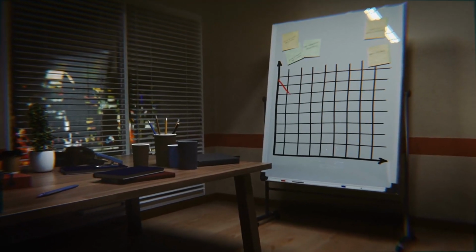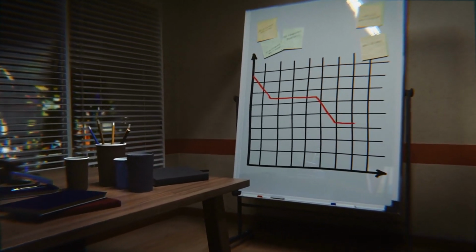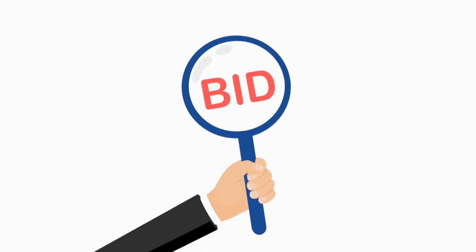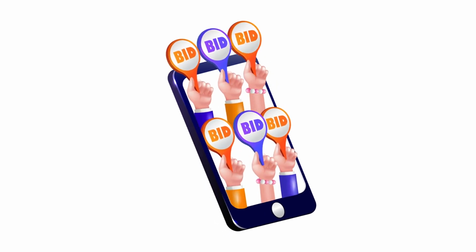However, this can lead to a race to the bottom, where all businesses suffer lower profits. Example 2. Auctions. In an auction, bidders compete against each other to secure a desired item. Each bidder acts in their own self-interest, trying to get the item at the lowest possible price, even if it means driving up the price for others.